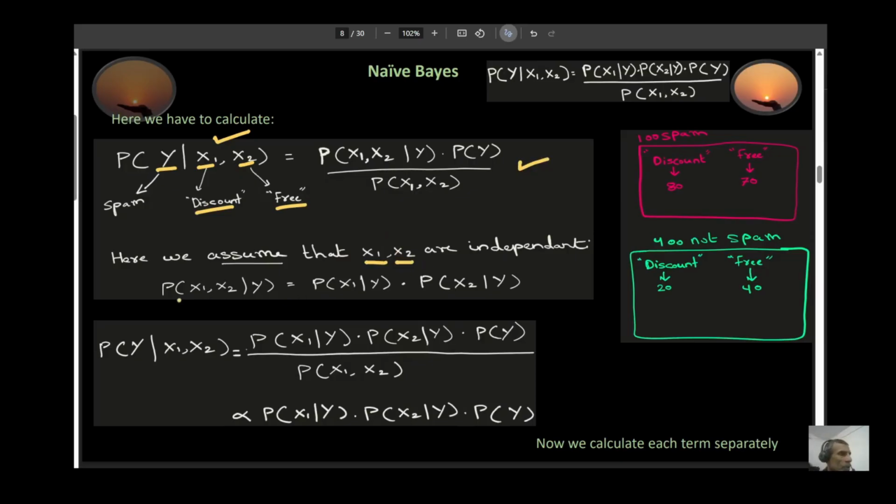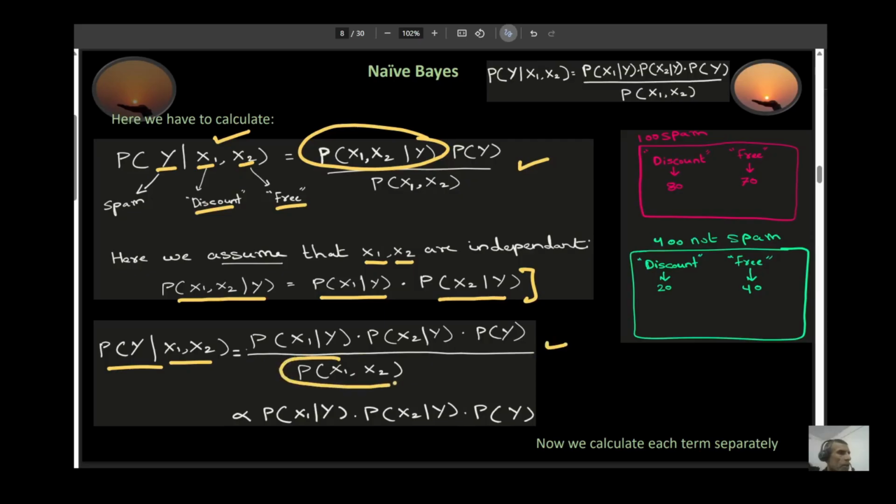By making that assumption, I can rewrite this expression as probability of x1 comma x2 given that y is equal to this, multiplied by this term right here. Now substitute these two terms in this expression. So the probability of y given x1, x2 will turn into this expression.